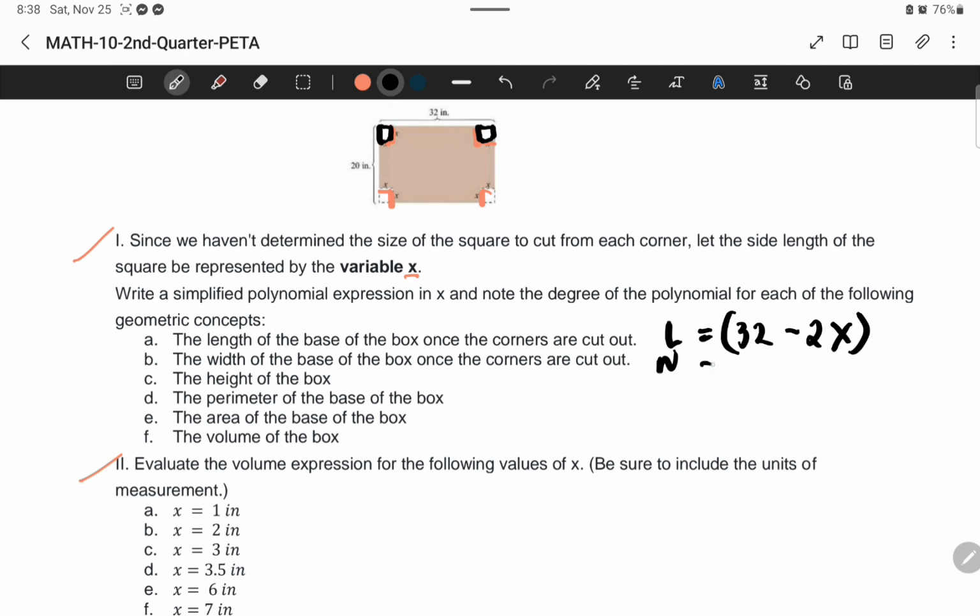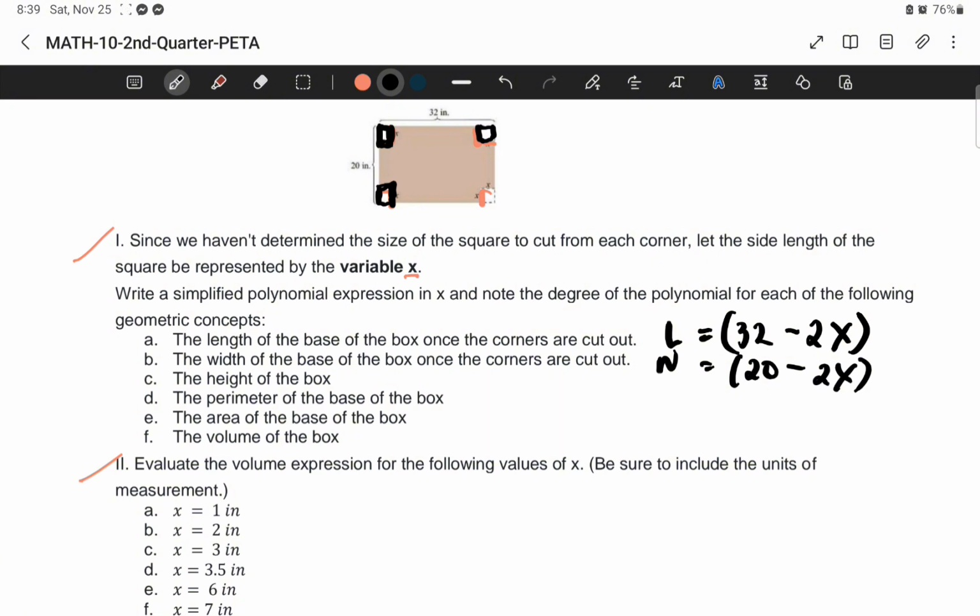How about the width? So, your width is size of 20 inches. But you have cut the two corners. Di ba? So, you have to subtract these two boxes on your width. So, that is 20 minus 2x. Again, ang goal natin sa part 1 is to write a polynomial expression using the variable x.